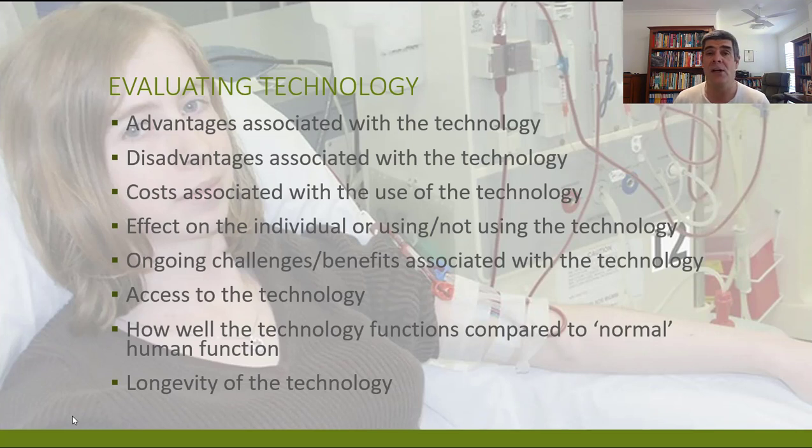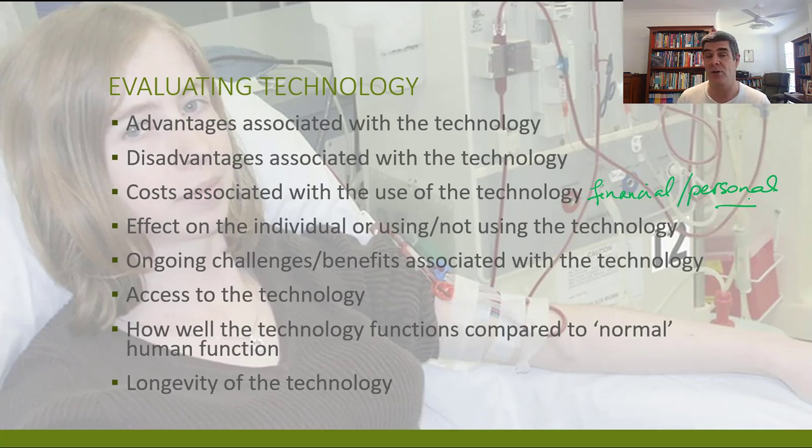What are the costs? The costs, of course, are not just financial. They can also be personal, and you'll see that in just a second. What are some of the effects on the individual of using or not using the technology? This comes back into the advantages if we use the technology, or disadvantages if we don't, but they're also personal. What sort of quality of life does the person have without this technology, and what, if any, improvements will they experience with the technology? Are there ongoing challenges or benefits associated with the technology?